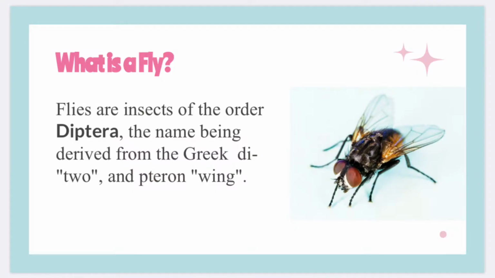I am from MLT intake July 2019, and today I'm going to present to you about the insecta flies. What is a fly? Fly ni kalau dalam bahasa Melayu kita orang kata sebagai lalat. Flies are insects of the order Diptera in insecta family, the name being derived from the Greek di means two and ptera means wing, which is an insect with two wings.